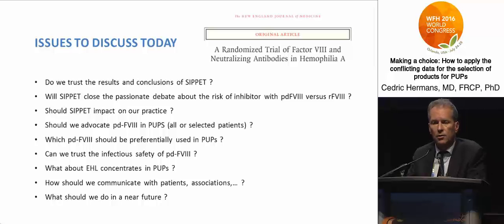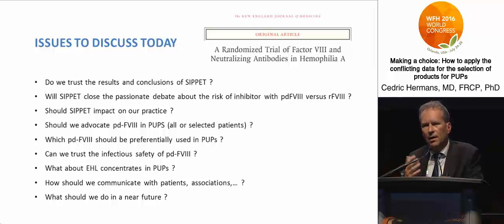We should again balance the risks and the benefits. How should we communicate with patient associations? And this is clearly an exceptional arena to discuss this. And what should we do in the near future to clarify? Because clearly, I think that the debate is not yet closed, and we need to decide what we should ideally do in the future to solve this very important problem for the hemophilia community.